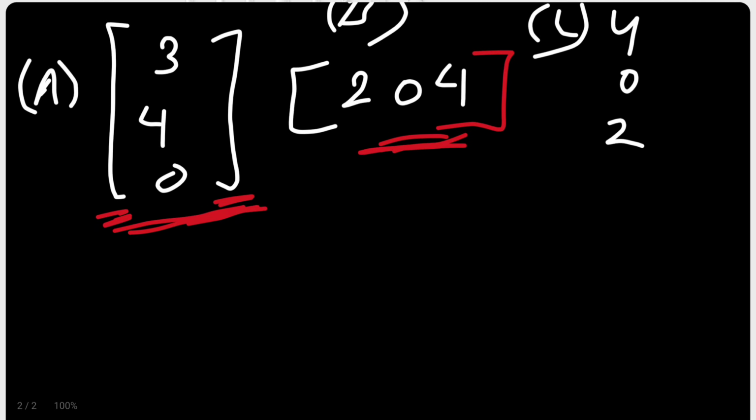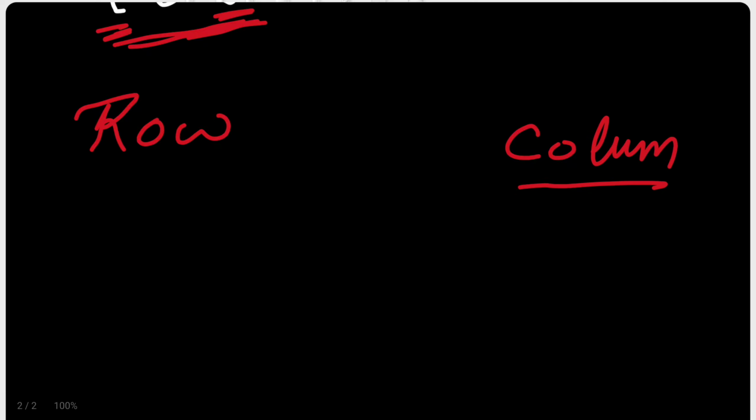After that, I am coming to one main point here: row and column. This is very interesting, because lots of students get confused in this one. So, row and column. I ask you, row means what? A row is represented like this.